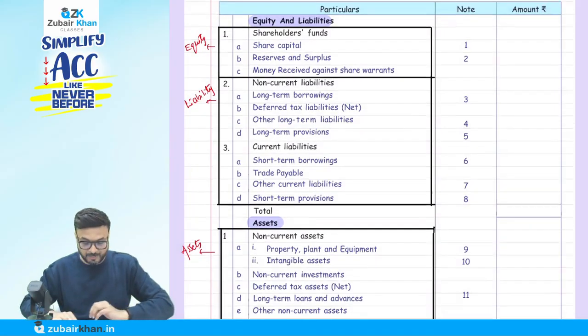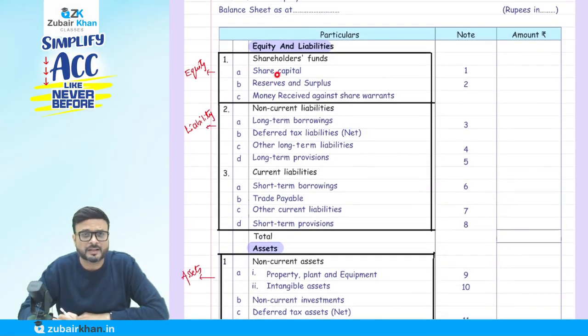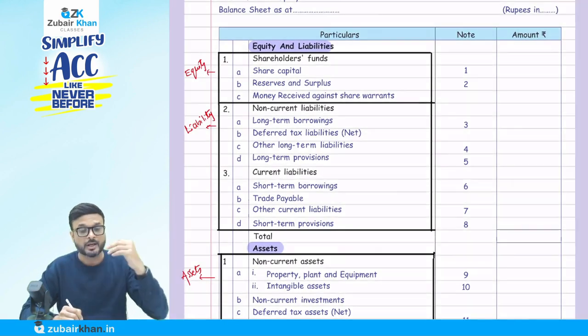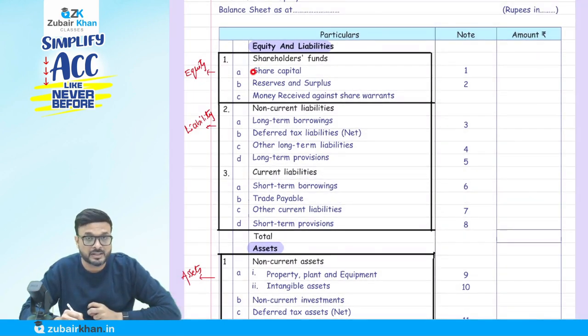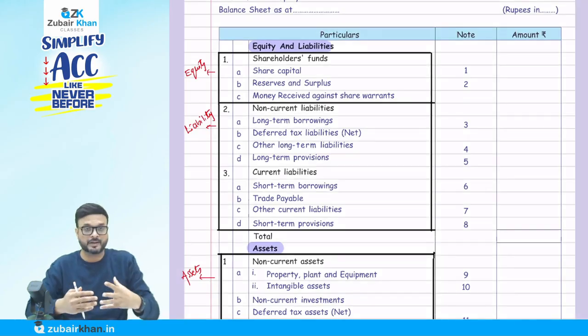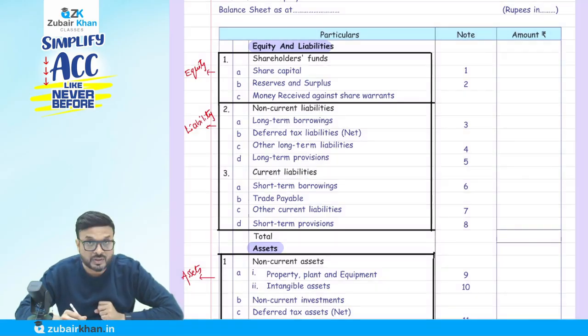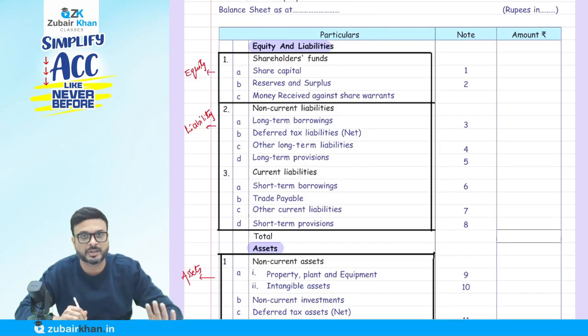Now understand this point. What do we mean by equity? Equity means that which belongs to the owner of the company. That is something the business is liable to pay to the owner. Shareholders' fund belongs to the owners of the company. It has three sections, mainly two. I will explain the three, but mainly A and B.